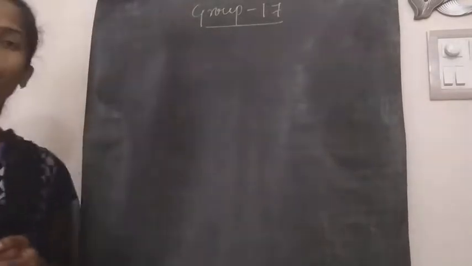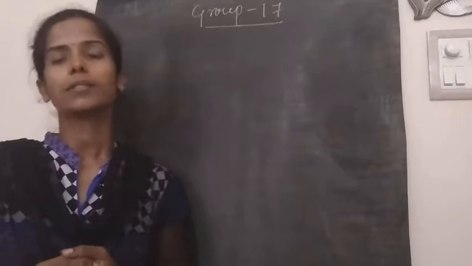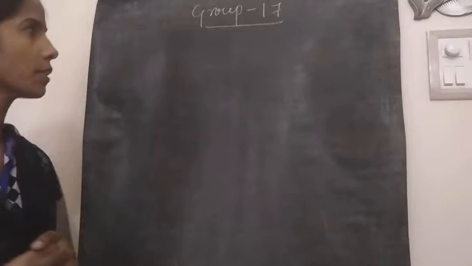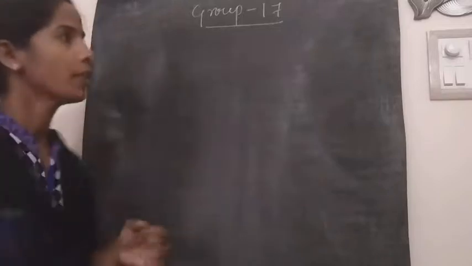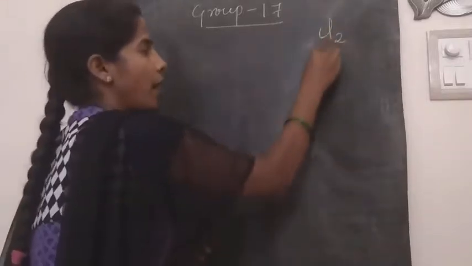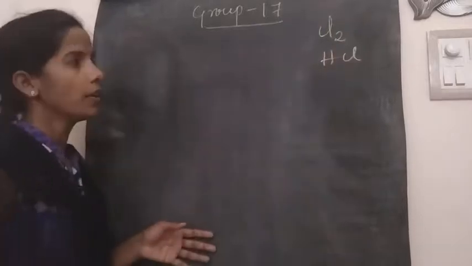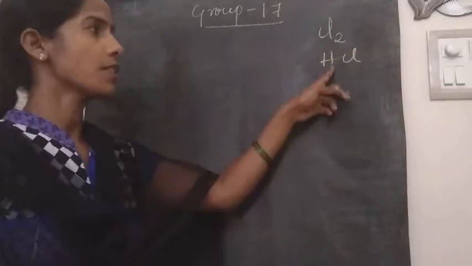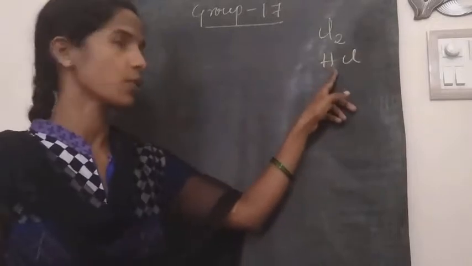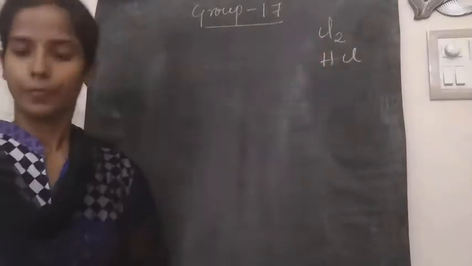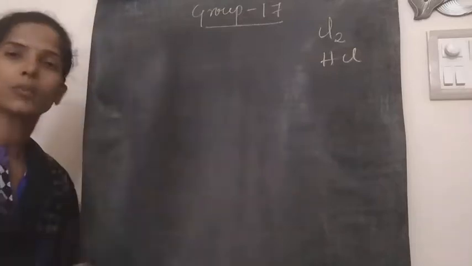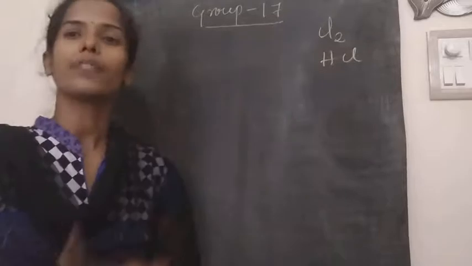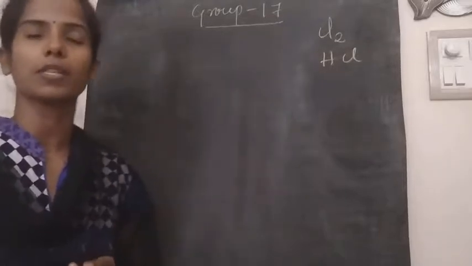Today in this class I will move on to the next topic in this chapter, that is the important compounds of group 17 elements. The important compounds we discuss here are chlorine and hydrogen chloride. In your syllabus, these are the two important compounds of group 17. Today I will discuss the methods to prepare chlorine, and its physical and chemical properties.